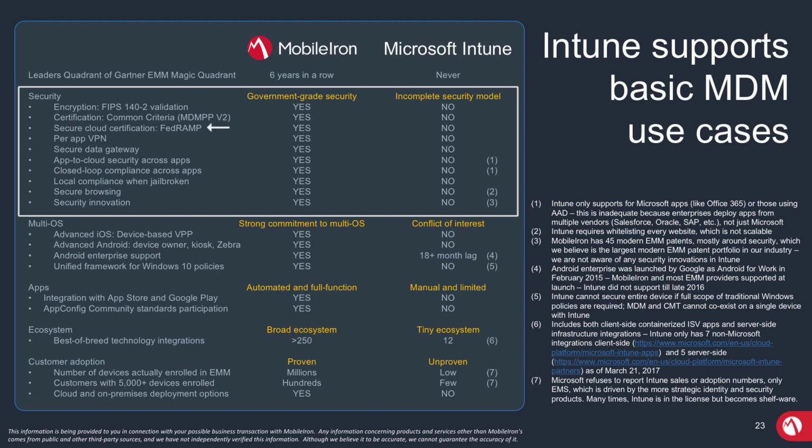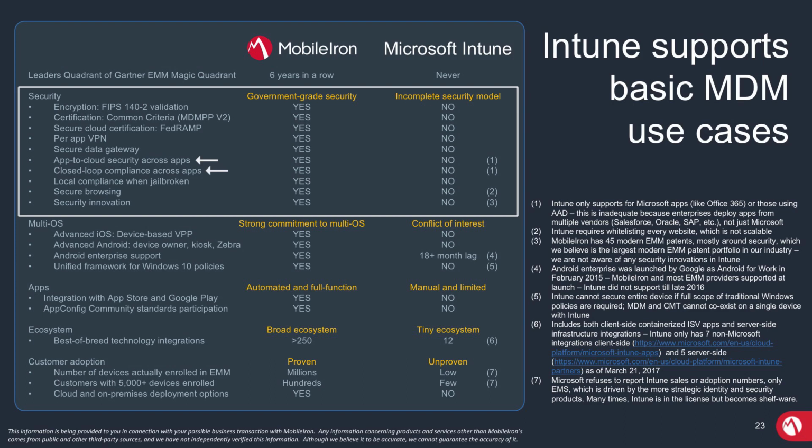And then FedRAMP, which is the certification for government cloud. These are all certifications that MobileIron has. These are not certifications that Intune has. This always provides a good litmus test of how focused a product is on security and how deep its capabilities are. The next capability within MobileIron that's a real advantage for our customers is our secure data gateway. This allows us to provide per-app VPN, and it allows us to provide a host of conditional access and security capabilities that are very difficult for other products like Intune to be able to provide.